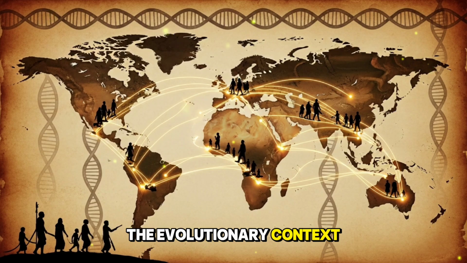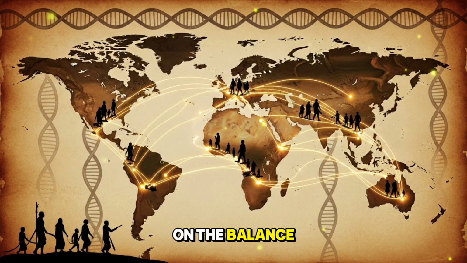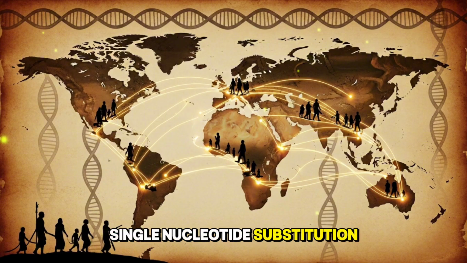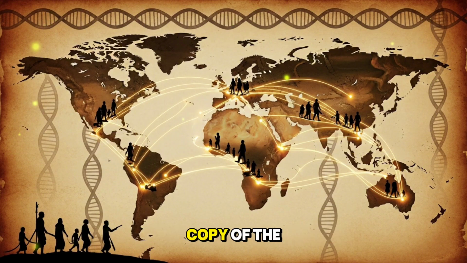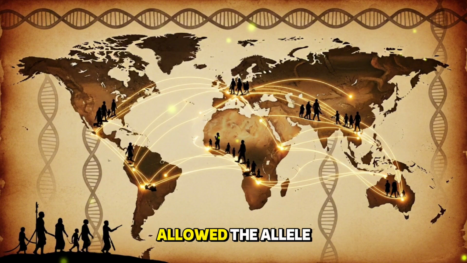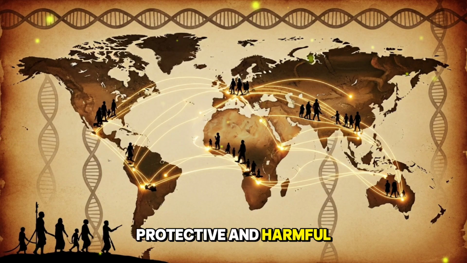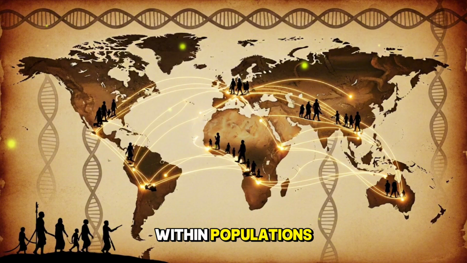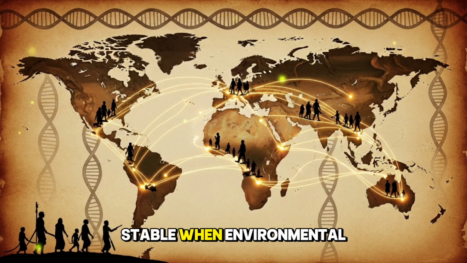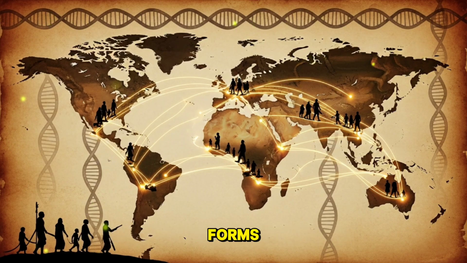The evolutionary context of sickle cell anemia centers on the balance between protection and vulnerability, created by a single nucleotide substitution. Individuals carrying one copy of the allele experience reduced severity of malaria infections, a clear advantage in regions where the disease historically caused high mortality. This heterozygote advantage allowed the allele to persist, creating a selective equilibrium in which both protective and harmful outcomes coexist within populations. The dynamic illustrates how genetic variation can remain stable when environmental pressures favor intermediate forms.